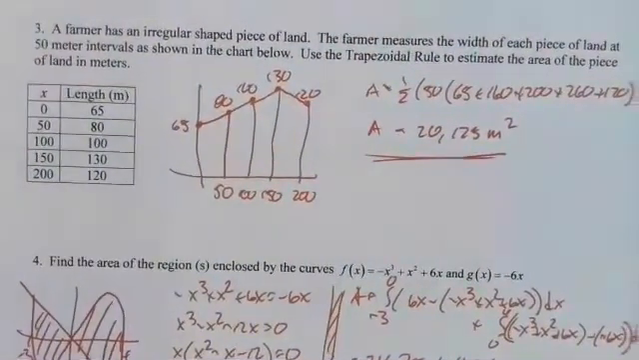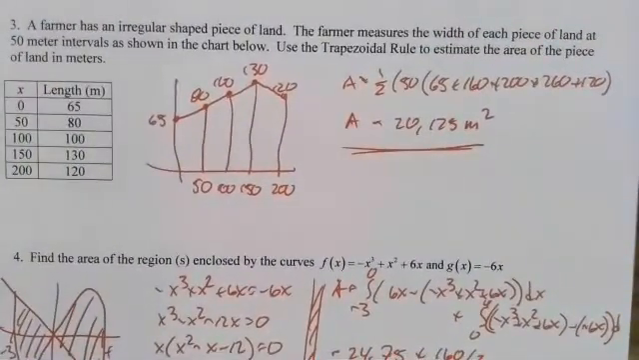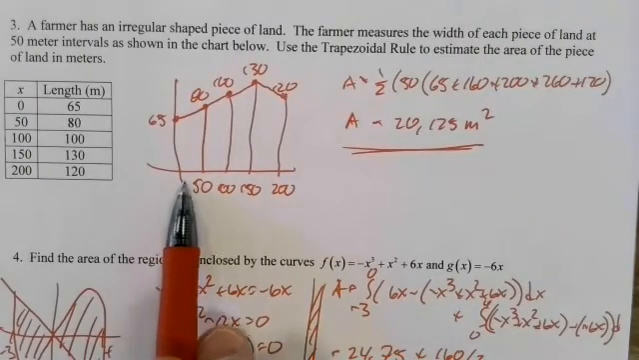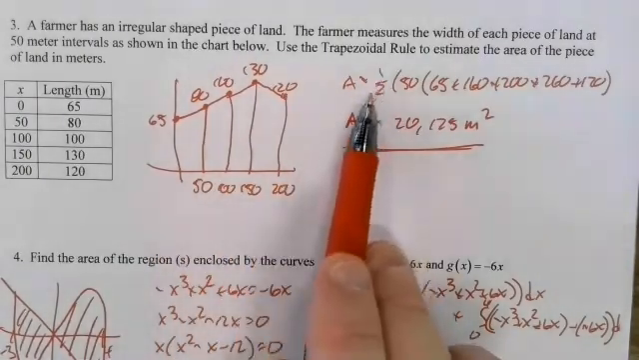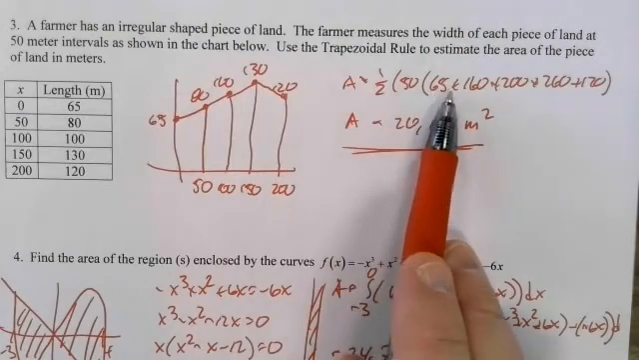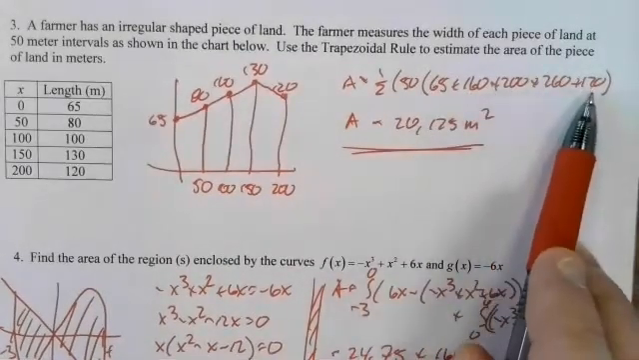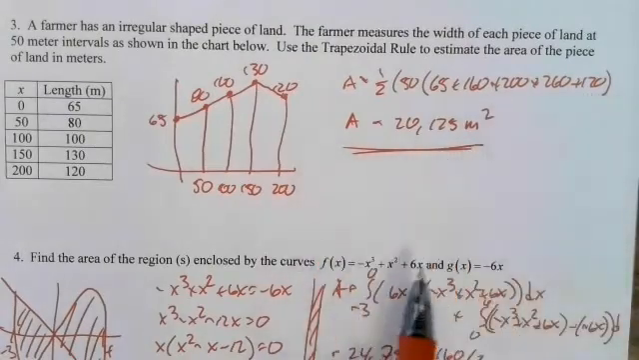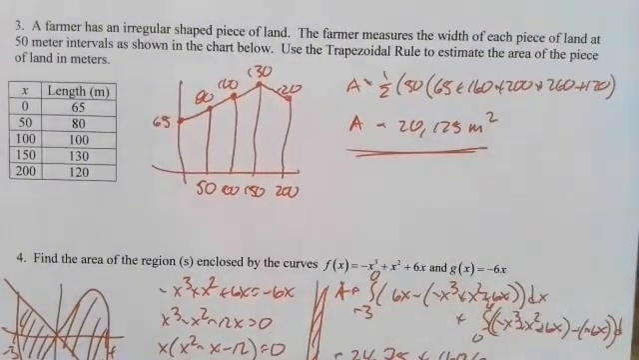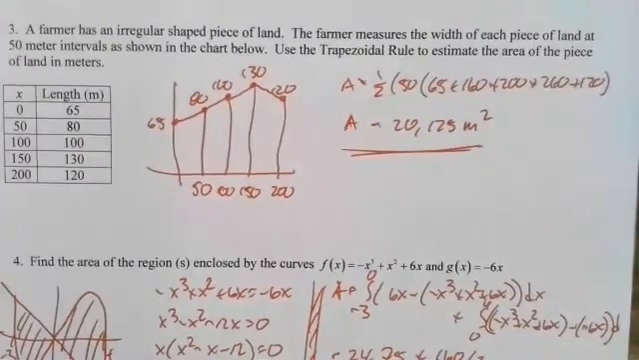Do you remember trapezoid rule? I sure hope so. Constant gaps, 50, 50, 50, 50. We can go 1/2 50. The first one, double the second, double the third, double the fourth. The last one, 120. Blast it out. Don't forget your units. No, I haven't had any units in any of these other problems.